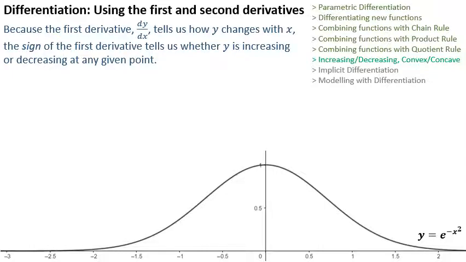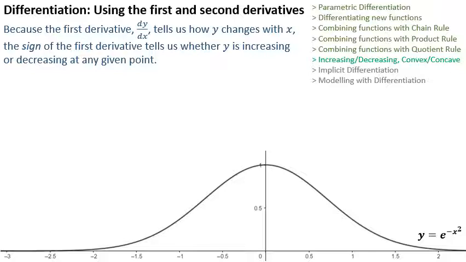Now that we've learnt rules for combining functions and rules for differentiating new functions, we've got a lot more in our toolkit. We're going to go back and revisit what you saw in year 1 differentiation on increasing functions, decreasing functions, and convex and concave functions. We'll start with the first derivative and make sure we understand how that works, because the second derivative behaves in relation to the first derivative just the same as the first derivative behaves in relation to the original function y.